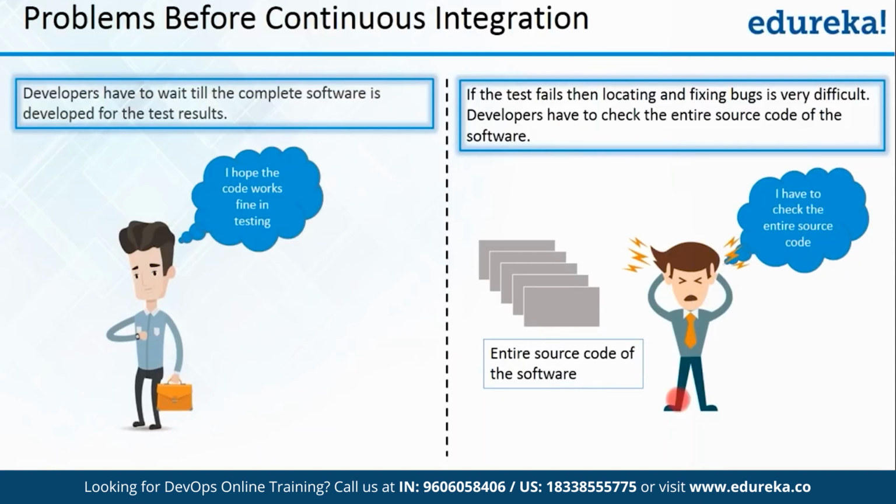The second problem is, since the entire source code of the application is first built and then it is tested, if there's any bug in the code, developers have to go through the entire source code of the application. As you can see, there is a frustrated developer because he has written code for an application which was built successfully, but in testing there were certain bugs in that. So he has to check the entire source code of the application in order to remove that bug, which takes a lot of time. So basically, locating and fixing of bugs was very time consuming.